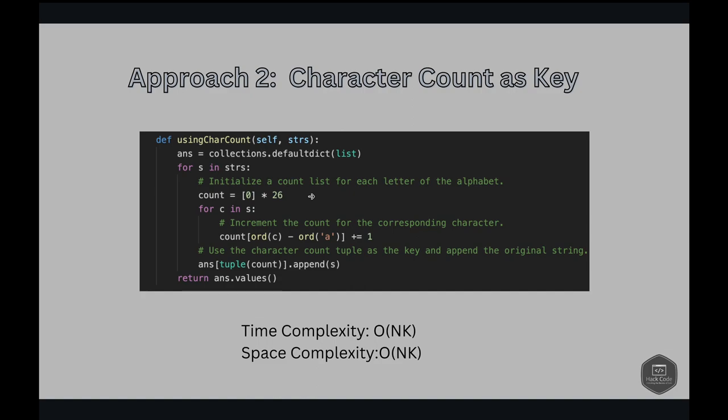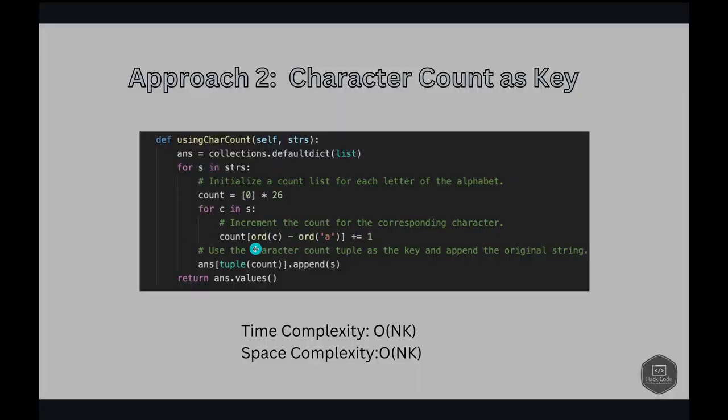For each character in the given string, we do ord of character minus ord of A. What ord does is return an integer that represents the Unicode, which represents the ASCII value, for the character passed into the function. So we're subtracting ord of A from ord of the character, which gives an index in the range 0 to 25. Why? Because if we take A minus A, it would be 0. Let's say we get Z, then Z minus A would be 25.